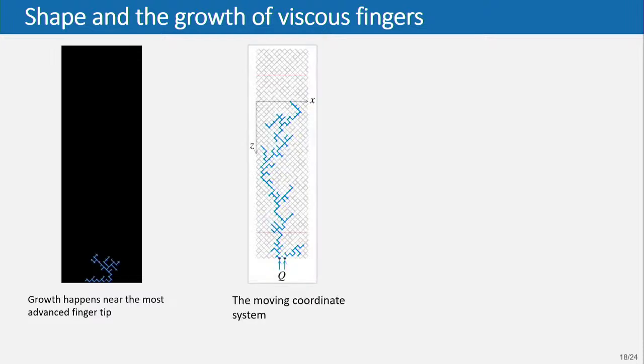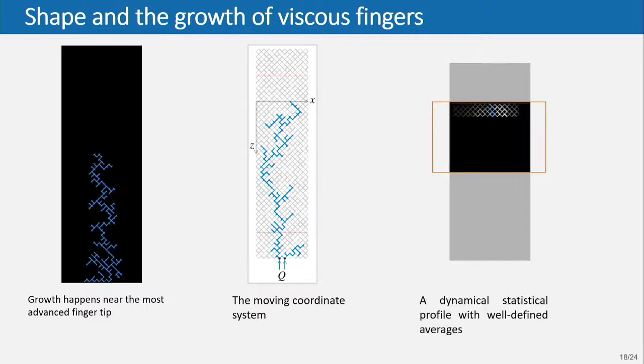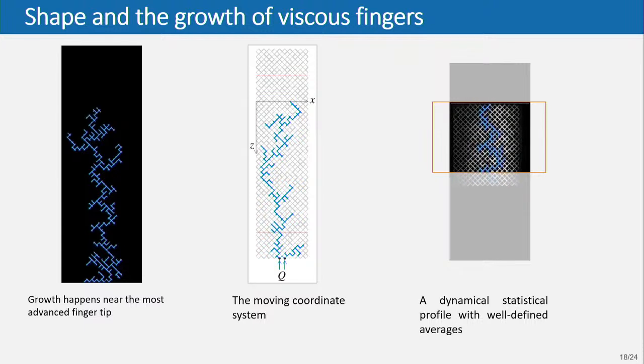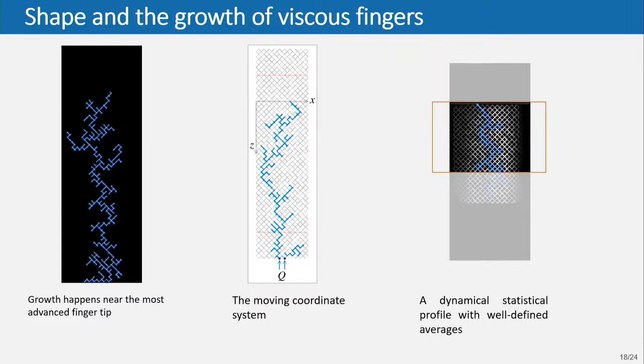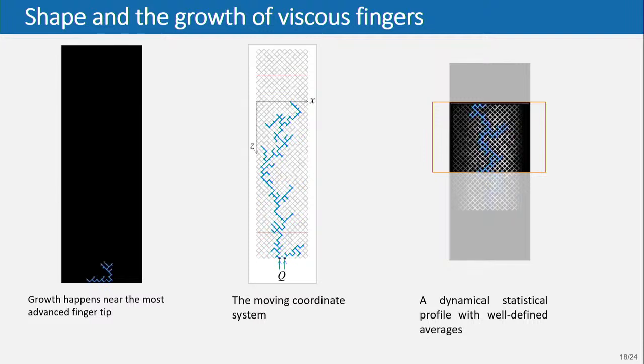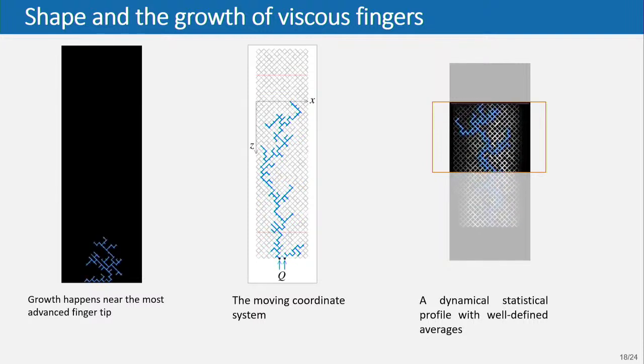So, what do we measure? We measured the growth and shape as a function of the distance from the tip, because all the growth and everything depends on the position from the tip. So, we generate a dynamic coordinate system which is fixed on the tip, and everything is measured from that. If you average over time and different samples, then this statistical profile is statistically invariant with time in this coordinate system.